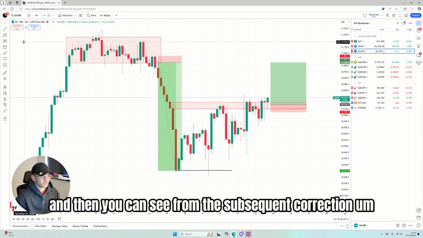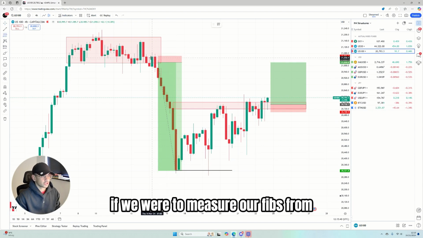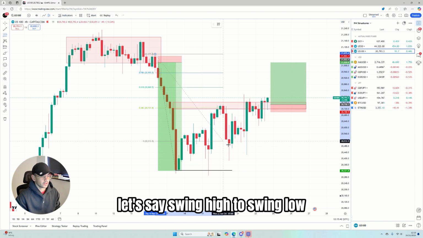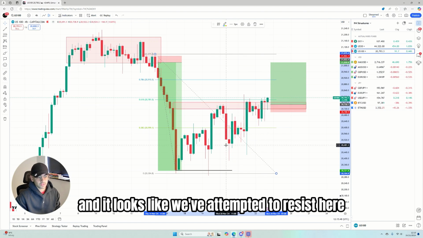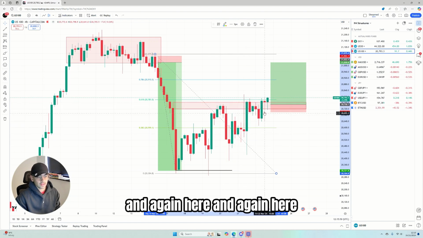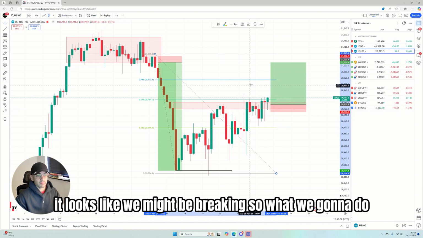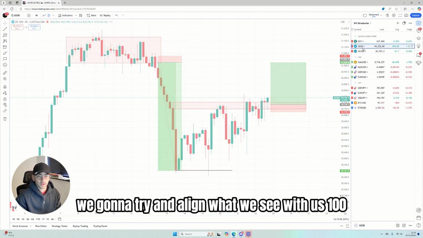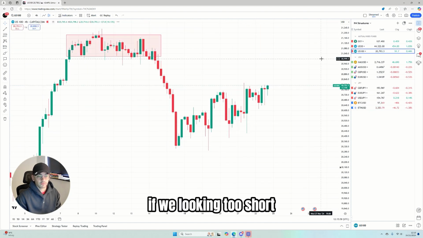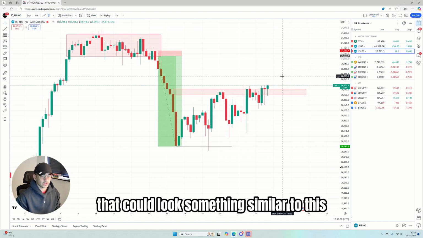And then you can see from this subsequent correction, if we were to measure our fibs from, let's say, swing high to swing low, we are really touching on our 61.8, and it looks like we've attempted to resist here and again here and again here, but it looks like we might be breaking. So what we're going to do, we're going to try and align what we see with US 100 with US 30. So again, if we're looking to short, that could look something similar to this.